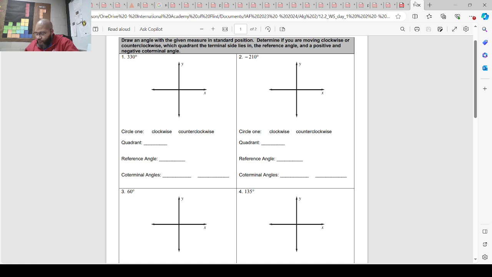All right, so what the heck is going on here? Well, they're giving us a quadrant plane, right? And they're saying draw the angle of the given measure. Determine if you are moving clockwise or counterclockwise, which quadrant the terminal side lies in, the reference angle, and the positive and negative coterminal angles. Bottom line, we're not gonna find coterminal angles, so you don't have to worry about that.